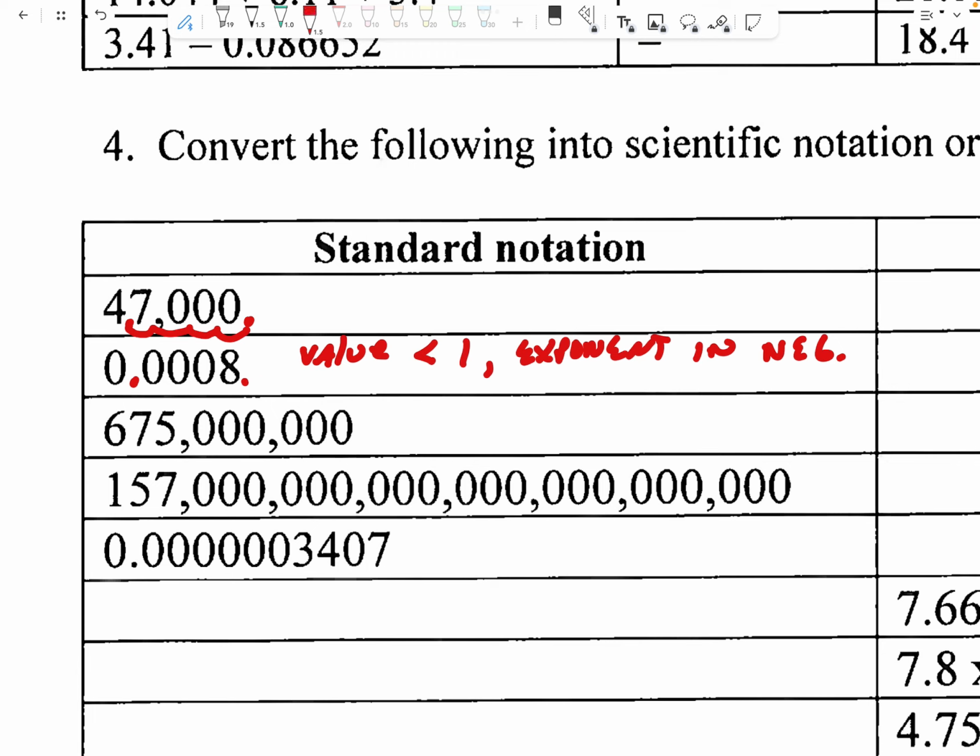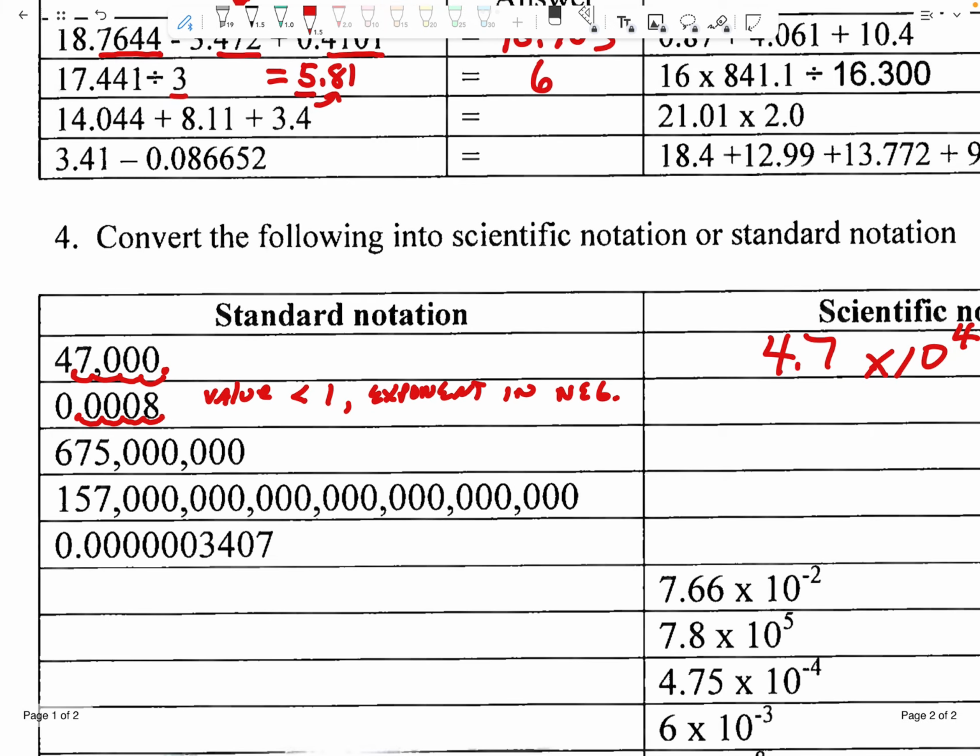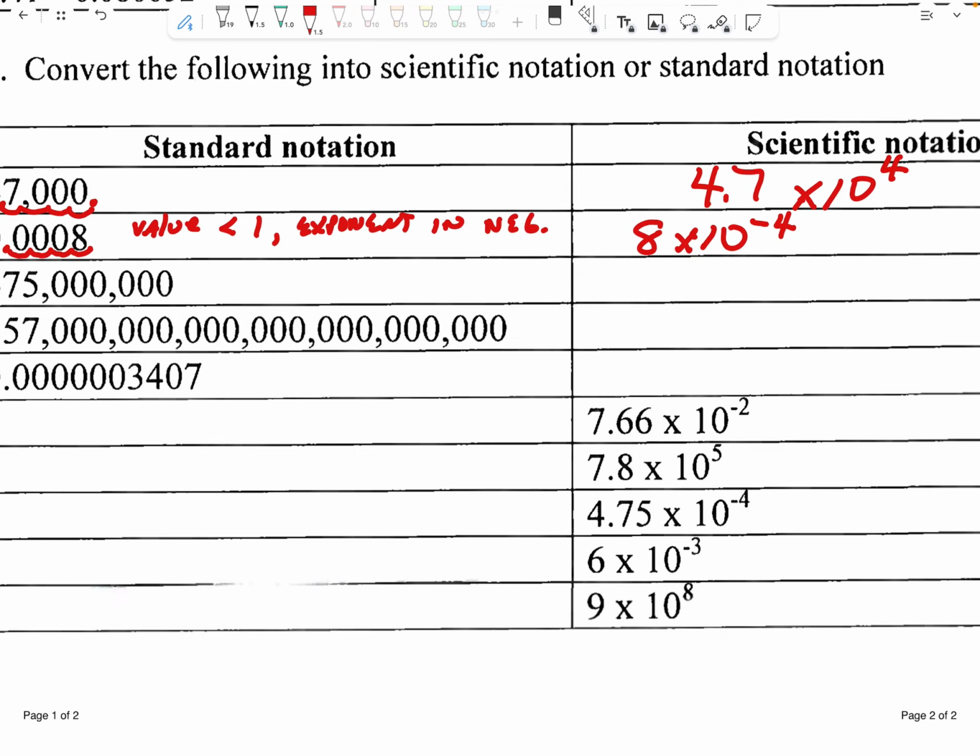So 1, 2, 3, 4 spaces to the left. And so we'll write 8 times 10 to the minus 4, because we went to the left instead of going to the right. So I'm going to let you solve the next 3, and I'm going to move on to the bottom down here.